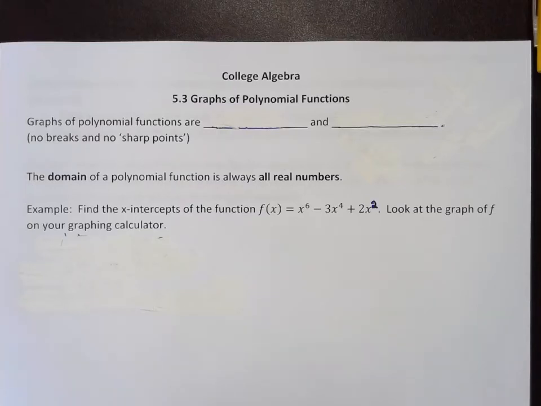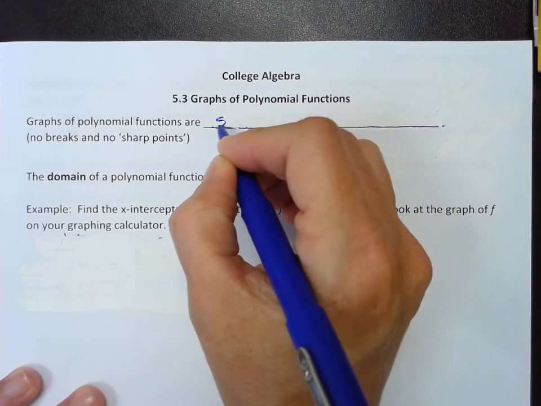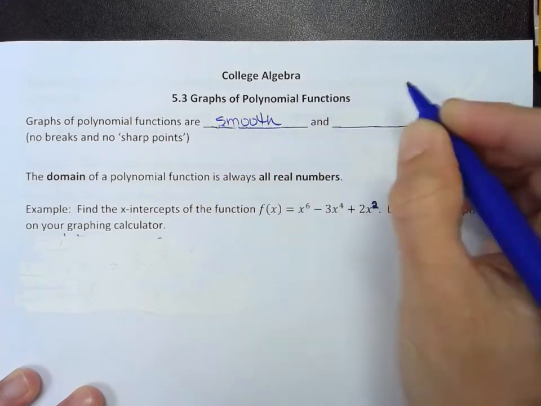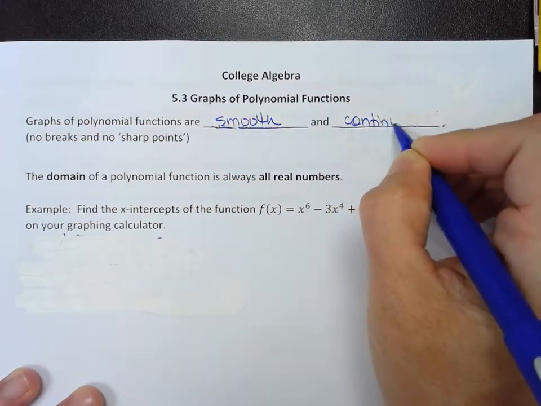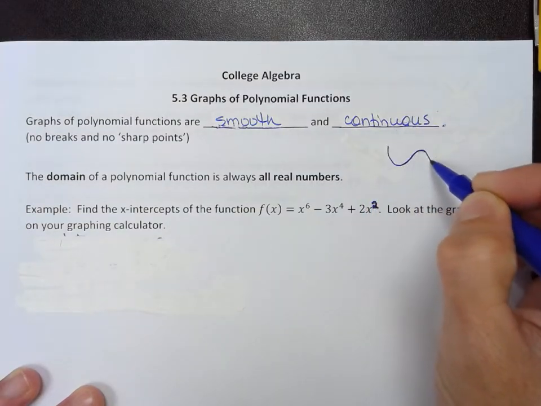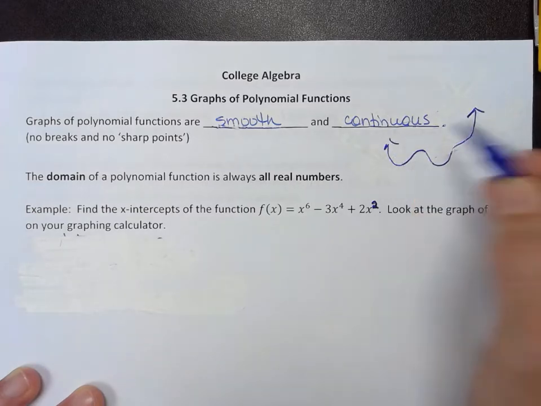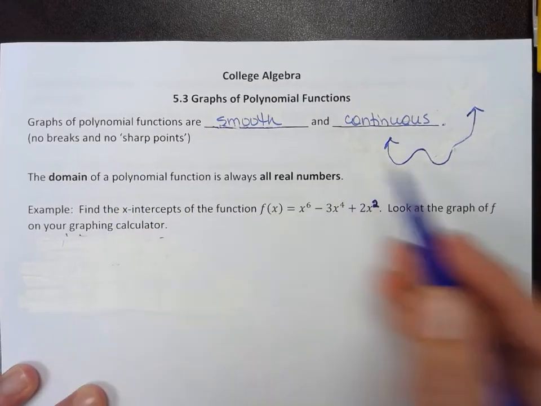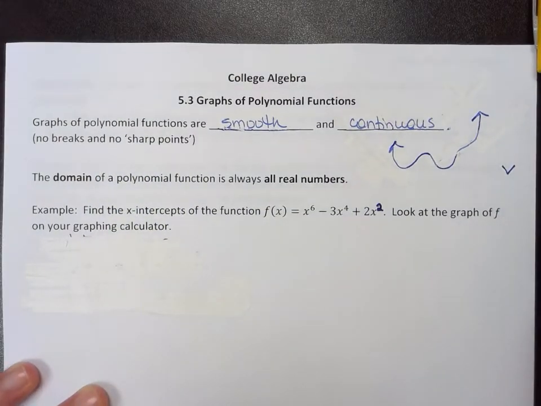In 5.3, we're going to be talking more about the graphs of polynomial functions, and hopefully some of it is a review and you already know a little bit of it anyway. The graphs of polynomial functions are smooth and continuous. That just means when you put your pencil down, you can follow this graph until the end without ever picking your pencil up, and you never make any sharp points. Like you would never have the absolute value function because it has a sharp point in it.